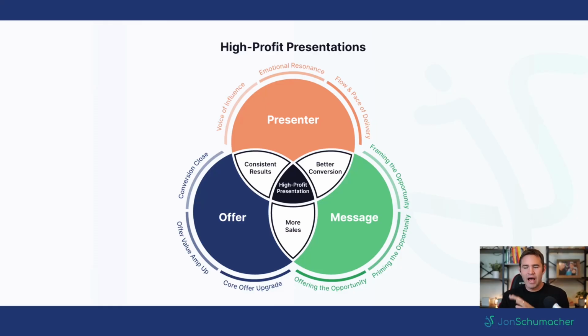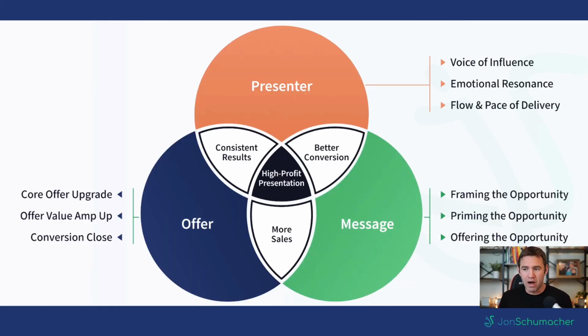So I'll say something like, so how I work with my clients to improve their webinars is the high profit presentations model. Then I'll go to this slide, which has a little bit more detail, and I'll explain how we work on three main things to improve their sales webinar. We work on the presenter. And then I talk about the different elements on the slide there. You know, their voice, their emotional resonance, their flow and delivery. And I talk about how important those things are.